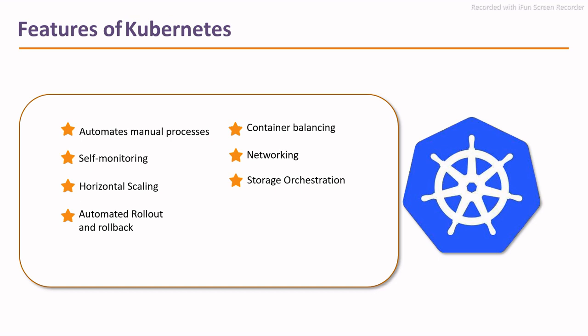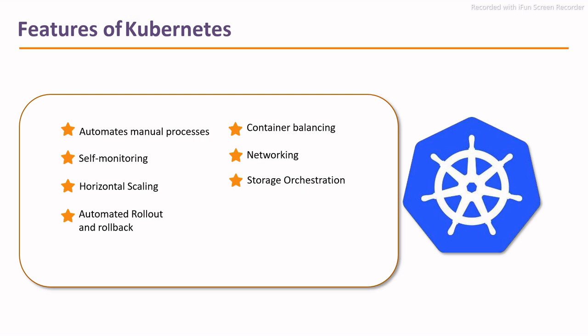We have some features of Kubernetes and we will discuss them one by one. First is automating various manual processes. That means Kubernetes will control for you which server will host the containers, how it will be launched, etc. Second is self-monitoring. That means Kubernetes constantly checks the health of the nodes and containers.